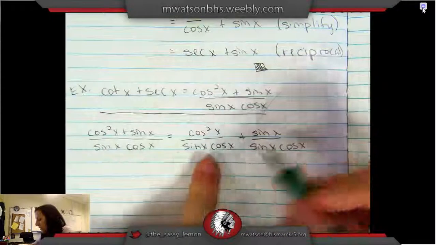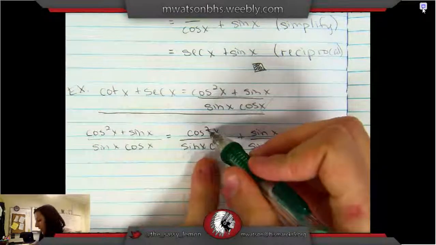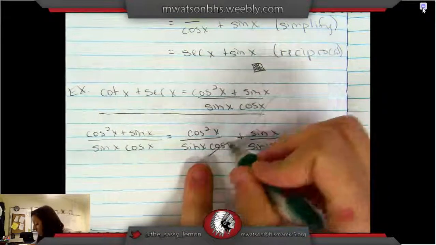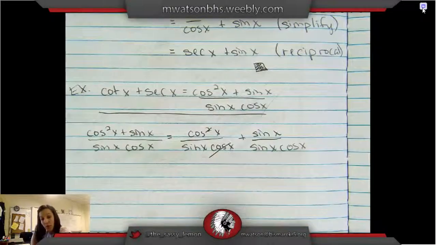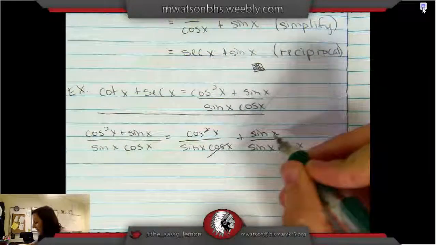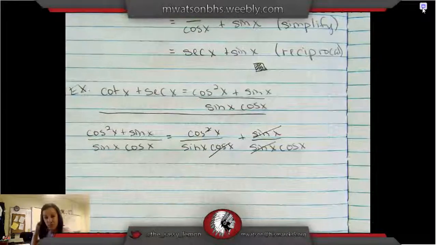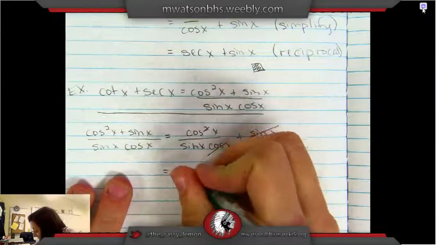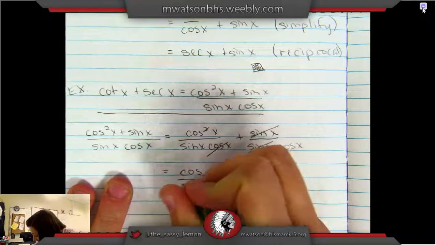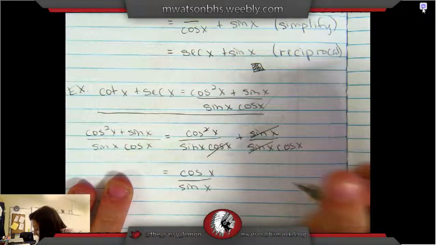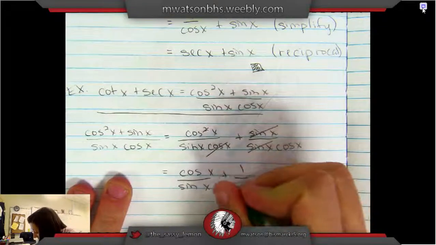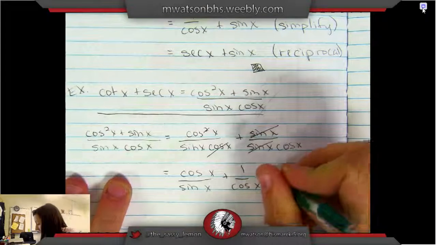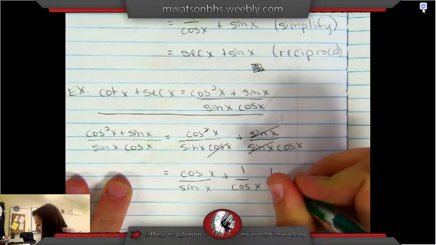But you can see here that we have a cosine squared on top, a cosine on bottom. So let's cancel this one with one of the ones on top. And let's cancel this sine and this sine. So now rewrite what we have left. We have cosine x over sine x plus 1 over cosine x. And here we're going to put simplify.